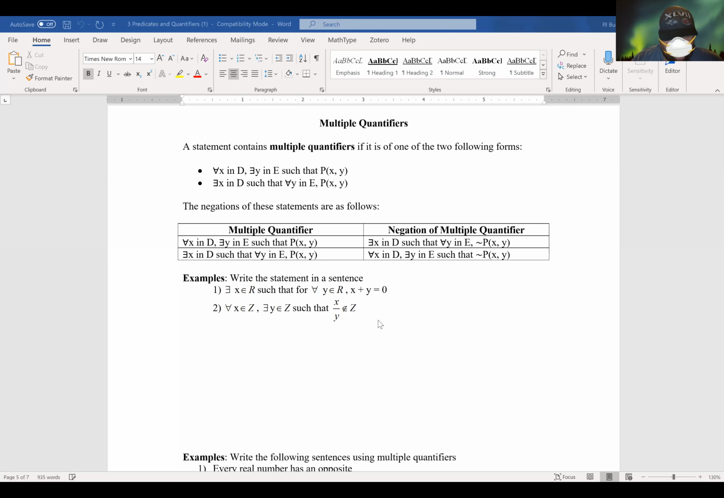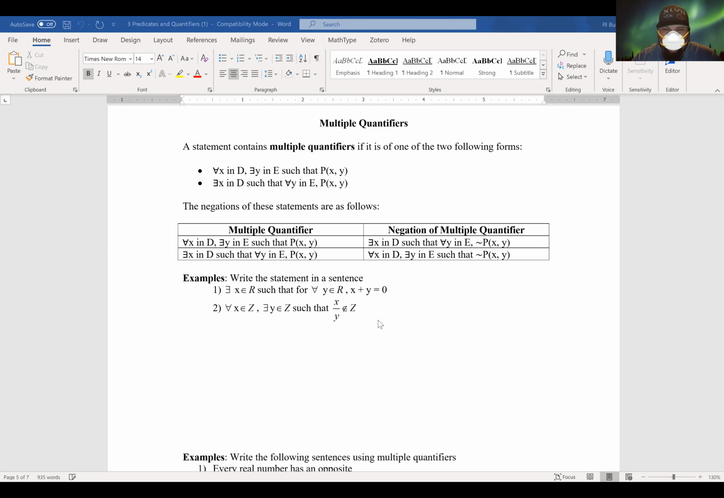So I was saying for all x that is an element of D, there exists a y that's an element of E, such that we get some other thing out of it, which is called P here. And it's got P of xy because typically it's got to be some kind of combination of the two things. Notice that the existential quantifier always is followed up by such that, regardless if it comes first or second in the statement.